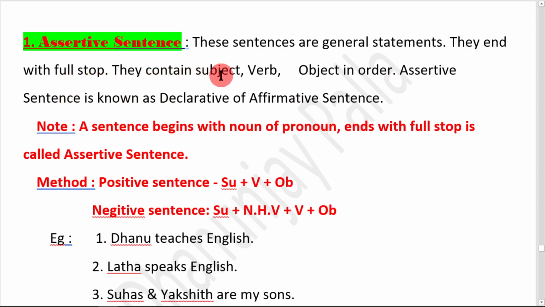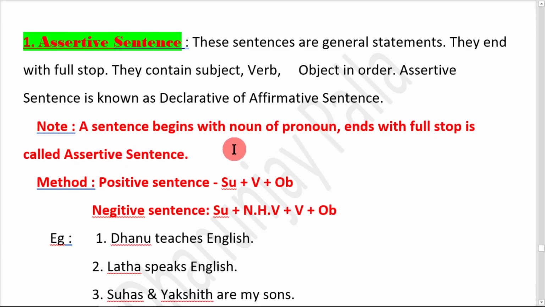Here, they contain subject, verb, object in order. Actually, the assertive sentence always begins with the subject. After the subject we use the verb, after the verb we use the object. It is the assertive sentence order. It is the formula of the assertive sentence. We call the assertive sentence a declarative sentence and affirmative sentence. A sentence begins with a noun or pronoun and ends with a full stop is called an assertive sentence.